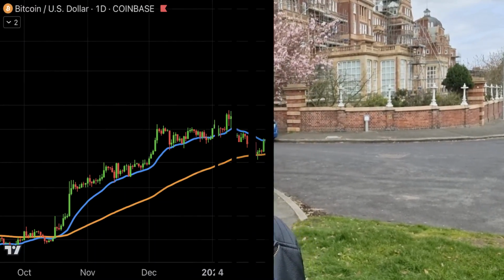I still think it's a corrective pattern on Bitcoin, and I'm still looking for this correction to eventually complete, probably soon. And I think Bitcoin is potentially about to bottom in the next few weeks, and we could see higher levels hopefully in the next few months.